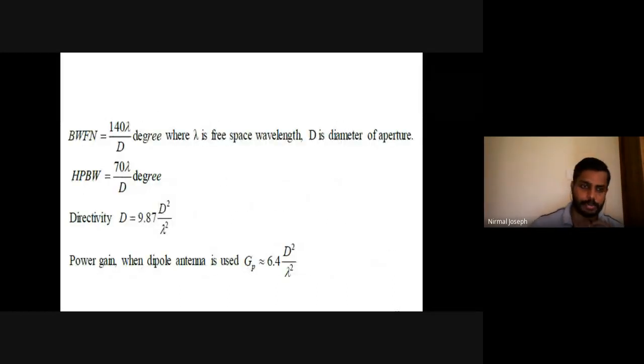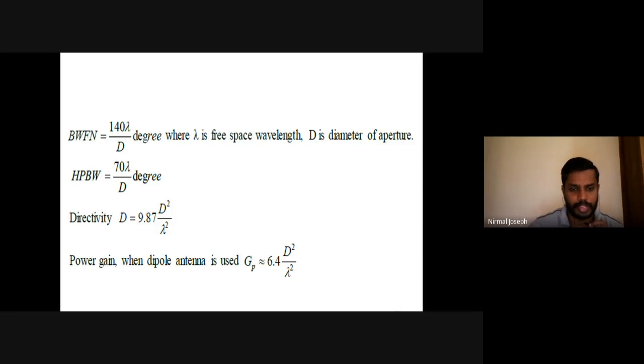Okay, this is the equation for beamwidth between first nulls: 140 lambda divided by d degrees. Where lambda is the free space wavelength, or the wavelength of the signal we are using, and d is the aperture diameter of the parabola. And the half power beamwidth is 70 lambda by d degrees. Directivity D is given by 9.87 d square by lambda square.